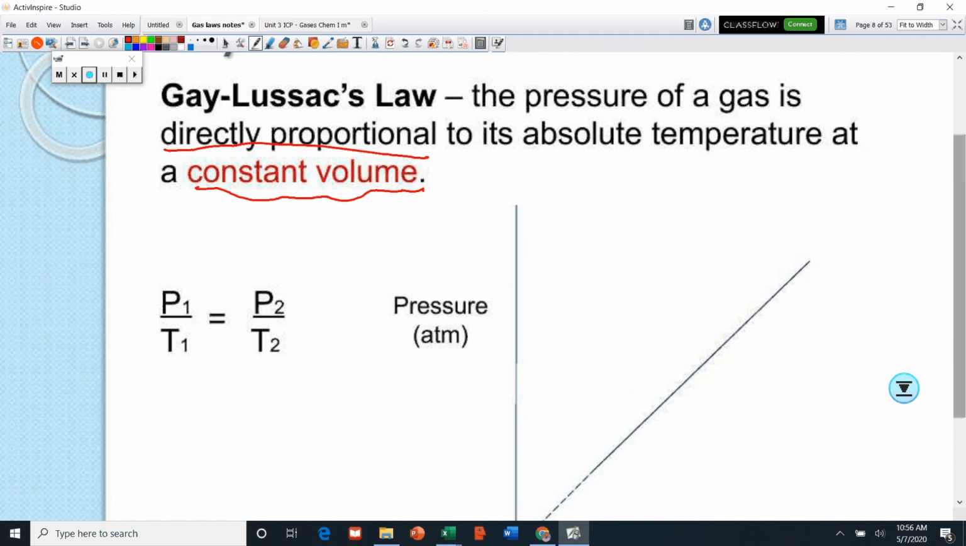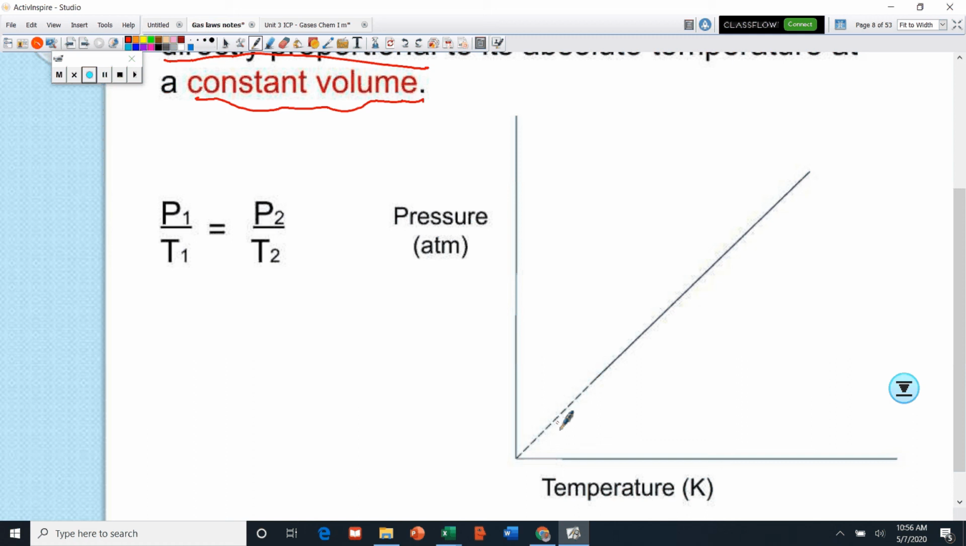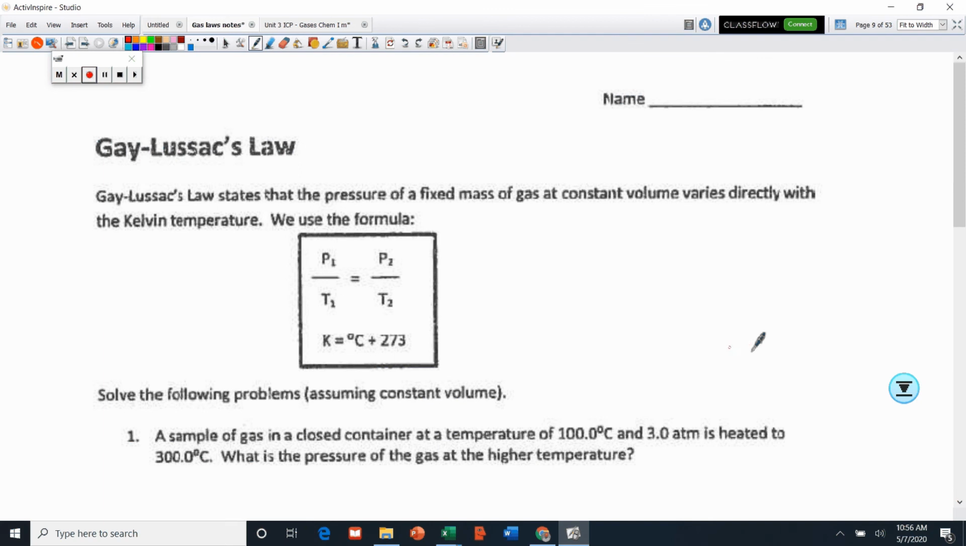So again, looking at the graph of this is going to produce a straight line. All right. Remember that temperature must be in Kelvin. That's a necessary change there. All right, so for Gay-Lussac, we have P1 over T1 equals P2 over T2. Remember the conversion from Celsius to Kelvin is Celsius plus 273.